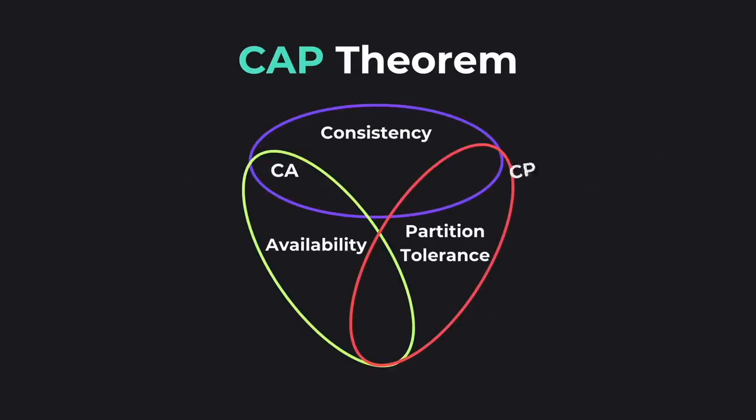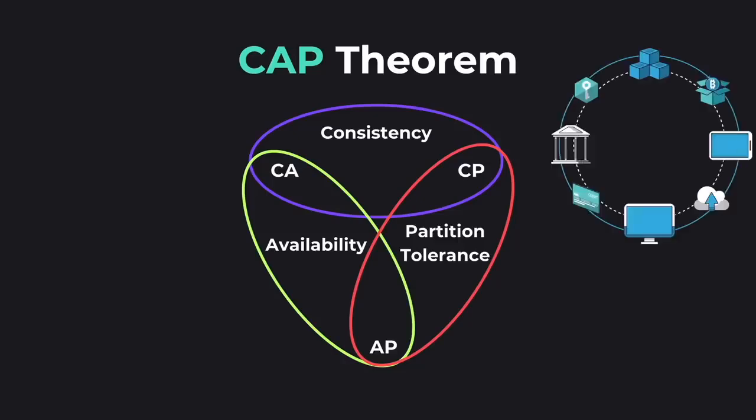And according to the CAP theorem, a distributed system can only achieve two out of these three properties at the same time. If you prioritize consistency and partition tolerance, you might have to compromise on availability and vice versa. For example, a banking system needs to be consistent and partition tolerant to ensure financial accuracy, even if it means some transactions take longer to process, temporarily compromising availability.